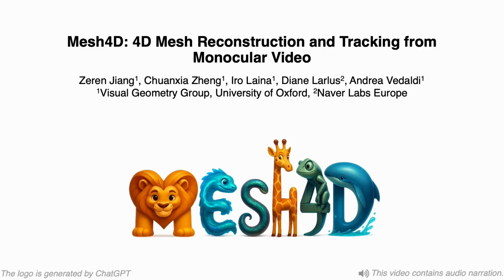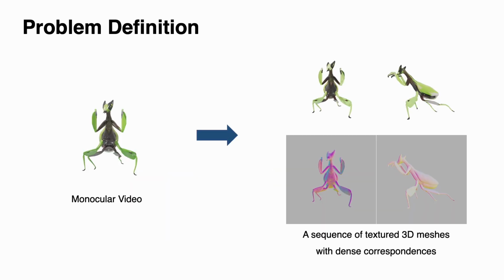We present Mesh4D, a feed-forward model for monocular 4D mesh reconstruction and tracking. Given a monocular object-centric dynamic video as input, we want to reconstruct a sequence of textured 3D meshes with dense correspondences. On the right, we show the 4D reconstruction output produced by our method, seen from two different viewpoints.